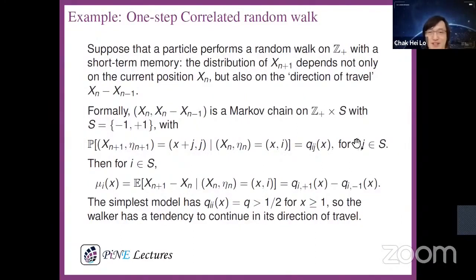Okay, so there's an application on this. Do I still have a bit of time? Yes. So there's an interesting application on just this random walk on a strip model. This is called the correlated random walk. In general, it can have as many steps of memory as you want, but let's stick with the easiest case, the one-step correlated random walk. So suppose a particle performs a random walk on the non-negative integers, so this is only a half line. It is not on a strip, it is on a half line, but with a twist, a short-term memory.